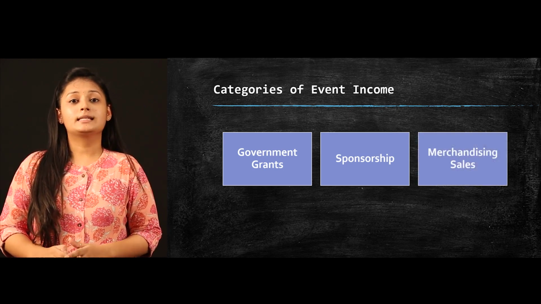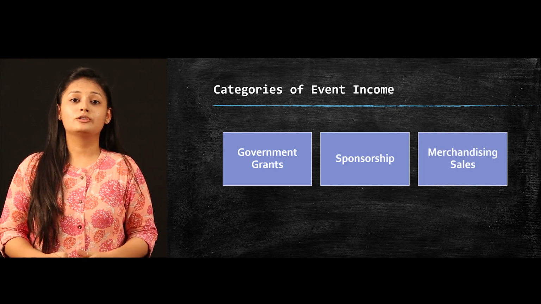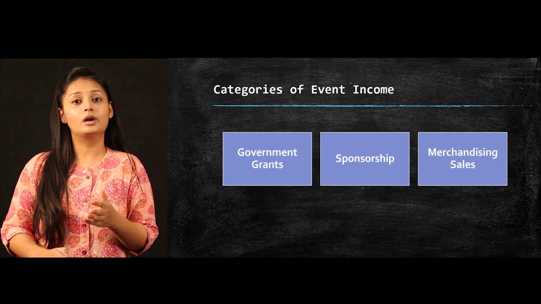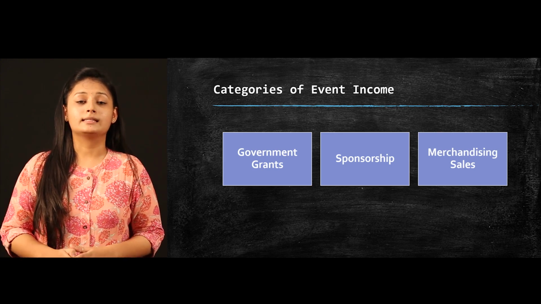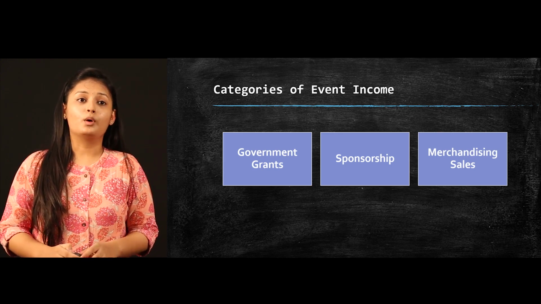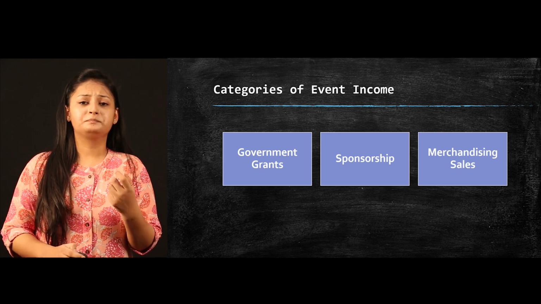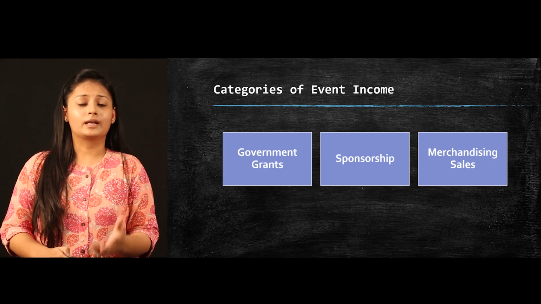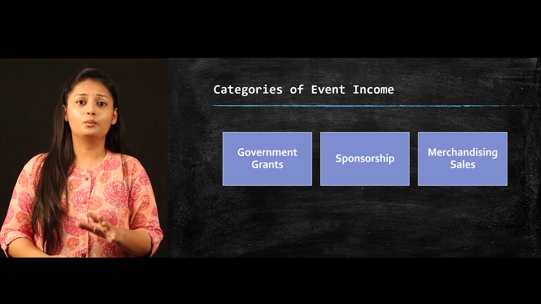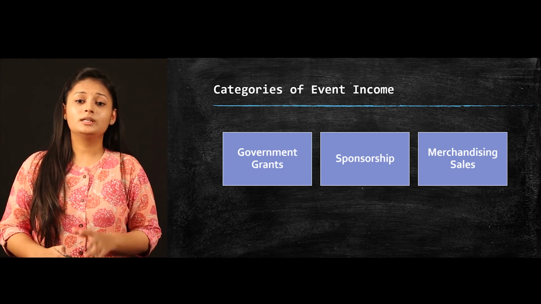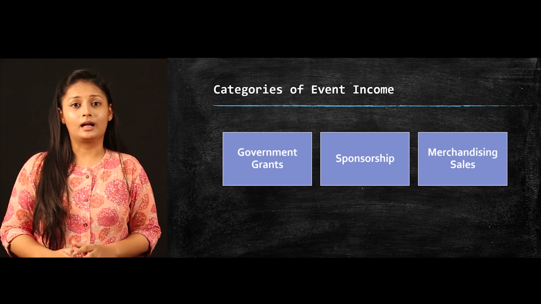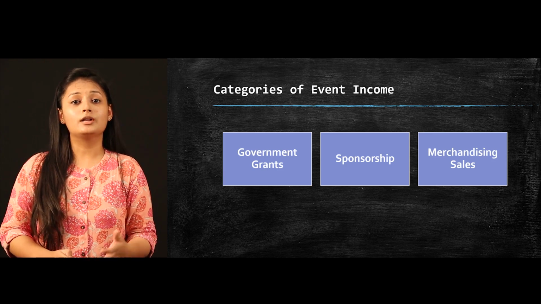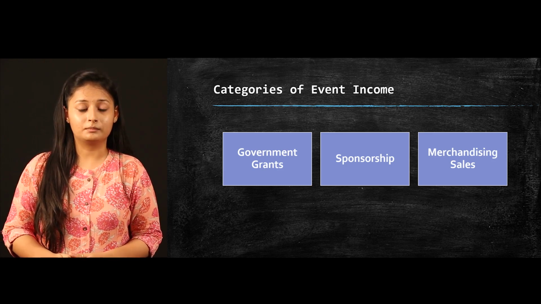Now, merchandising sales refers to the sale of a range of products which identifies the event or the organization that is organizing the event. It involves the trademark of the company's logo or the event on t-shirts or caps or any other materials involved in the event. Merchandising sales is a suitable income when your event is a large-scale event or it involves a large number of players or participants.